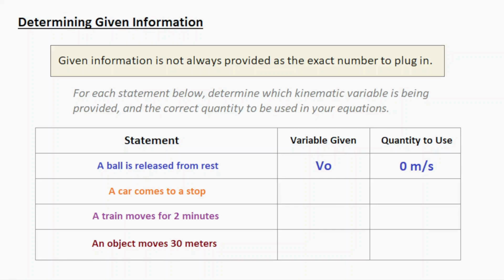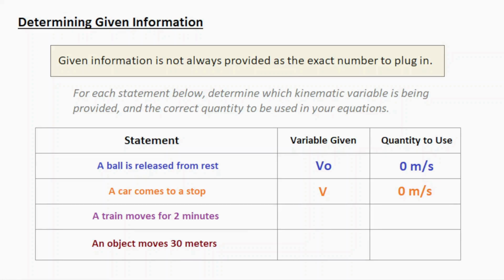Next, a car comes to a stop. Well, the car coming to a stop would likely be at the end of the problem, and when it comes to a stop, that means it is not moving at that time. So this would be hinting towards the later velocity variable v, and we would also plug in a quantity of 0 meters per second.